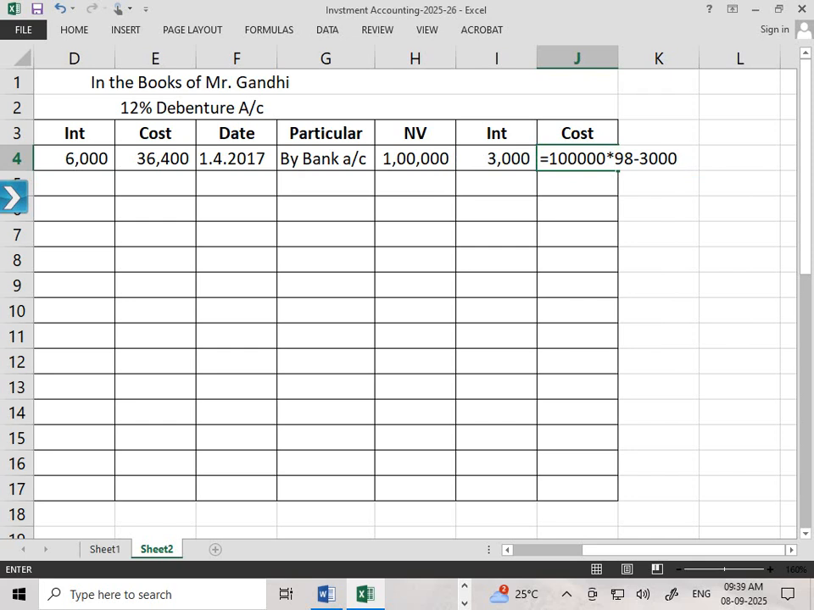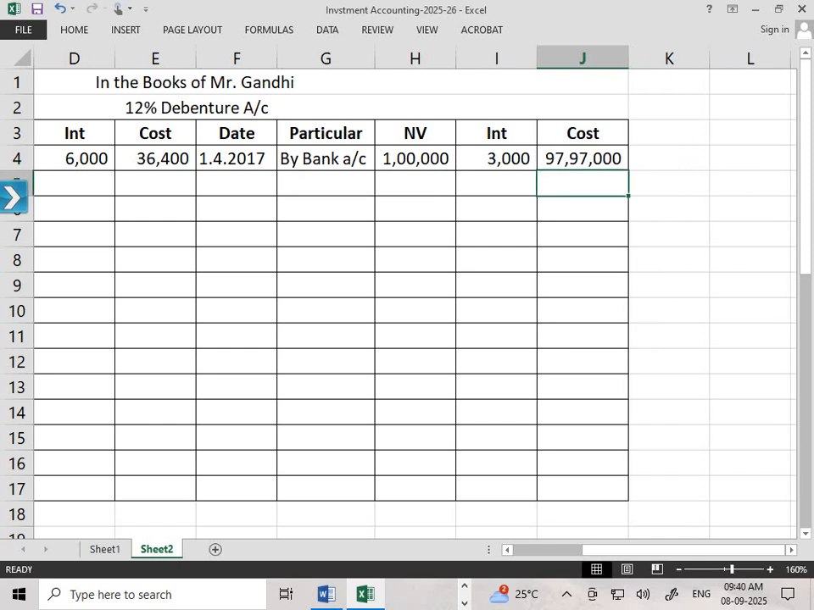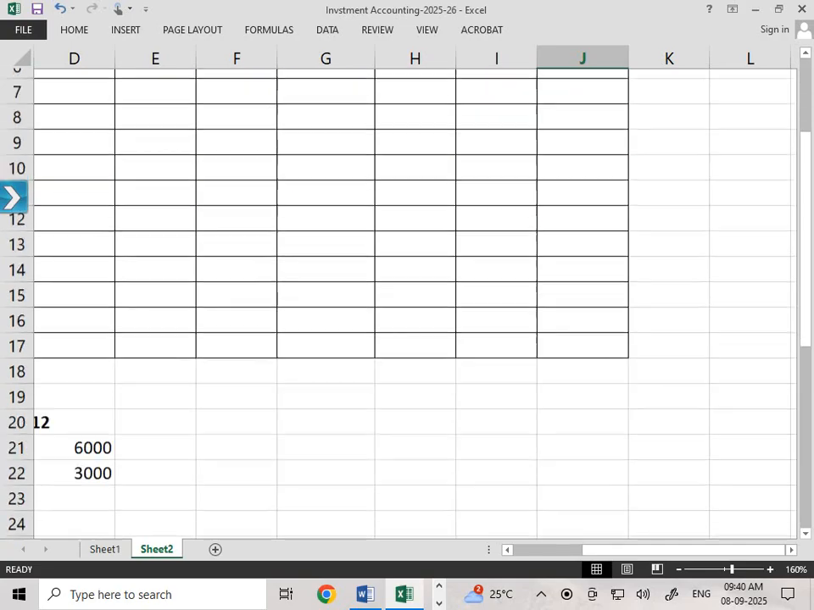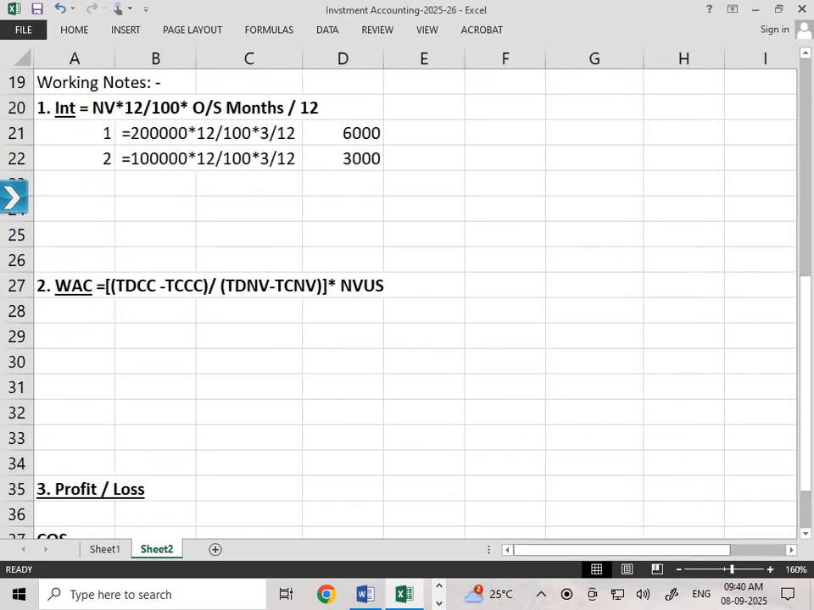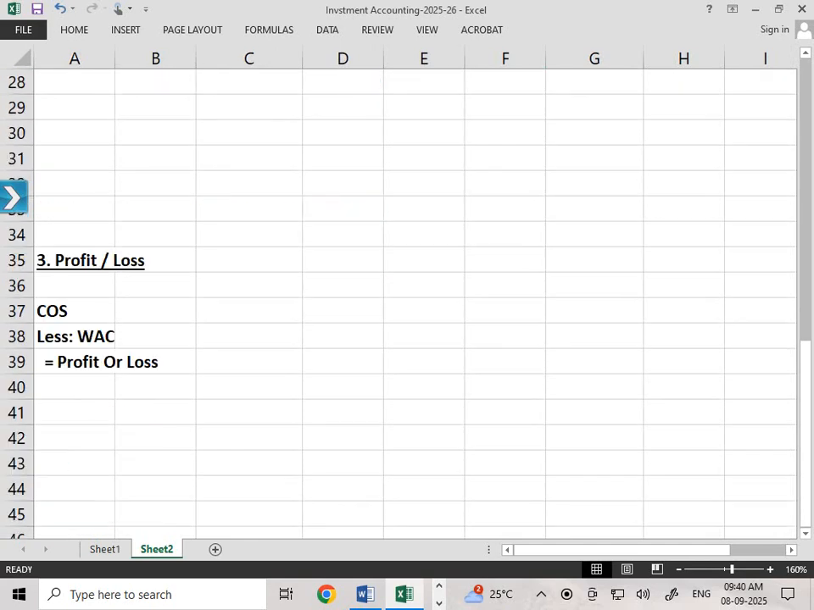So what is the cost of sales? Cost. Sorry, 1000, no? Not 1 lakh. 1000 multiplied by 98 minus interest. So 95,000. So 95,000 is the cost. So we have calculated the cost. This is the sale. So we have to find out profit or loss. So here you can write the date in the working note. What is the date? 1st April 2017. So we have to find out.